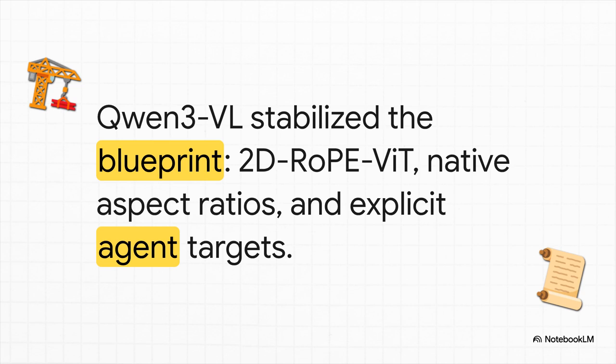The recipe was set in stone: a 2D RoPE vision transformer encoder, native aspect ratios, which means absolutely no more weird cropping or stretching, and explicit agent training targets. The Qwen team had definitively written the master architectural blueprint for open-source vision language models. Every future generation from here on out, it's about scaling compute and data, not reinventing the structural primitives.